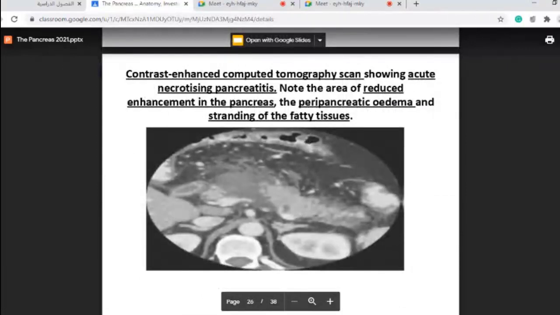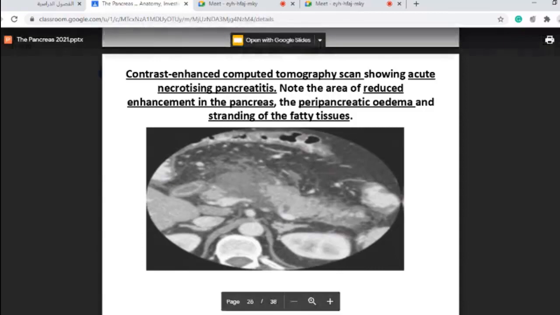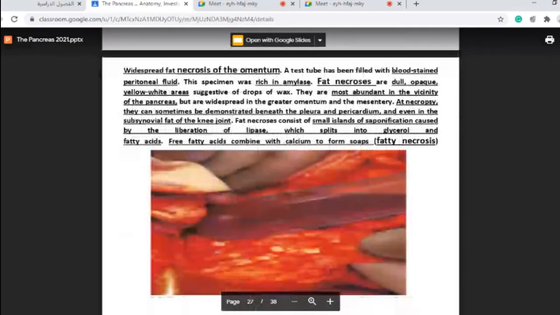This is the picture of a contrast enhanced computed tomography scan of a patient with acute necrotizing pancreatitis. Look, it is very clear. There is reduced enhancement in the pancreas with peripancreatic edema and stranding of the fatty tissue, what we call acute necrotizing pancreatitis. Pancreatitis is an autodigestion causing severe damage to the whole pancreas. And this is what we call fat necrosis due to pancreatitis.